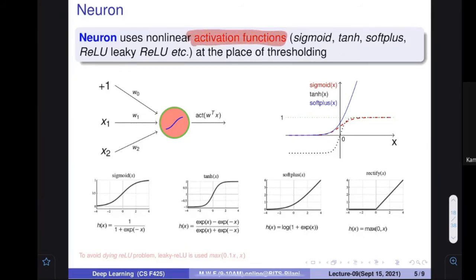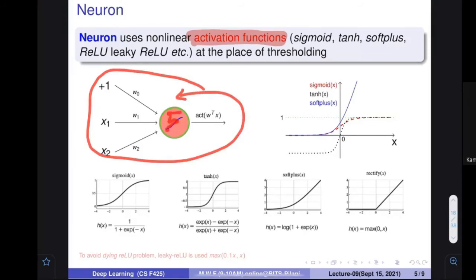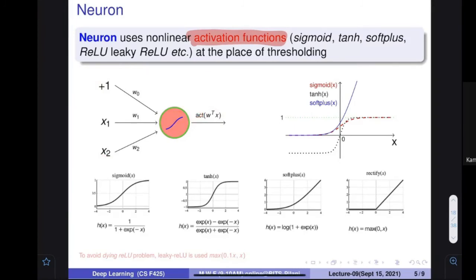An activation function is nothing more than a function that has a continuous value. Instead of 0 and 1, if we have a continuous value, then we can utilize this particular function as an output. For example, in this particular circuit, as I told you, after finding the summation over here, you are going to apply an activation function. A few examples of activation functions are sigmoid, tanh, softplus, and ReLU. We are going to discuss them in a short while.